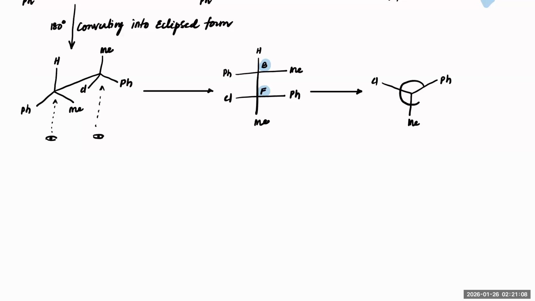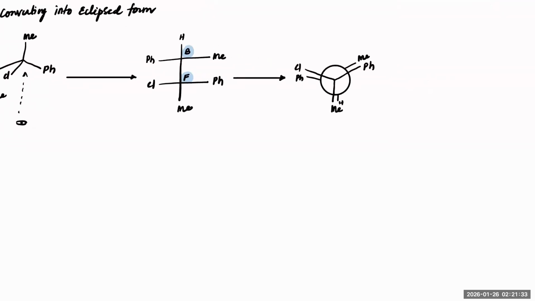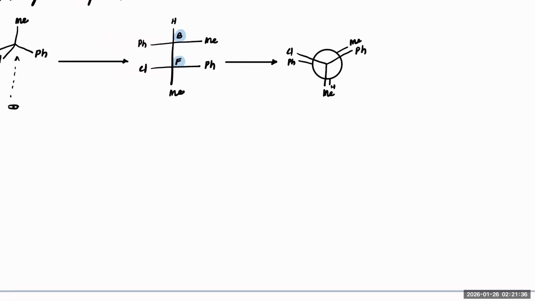And the back carbon is always written with a circle. And you see on the circle, we have the back carbon. The back carbon has hydrogen. Here we have methyl here, and then what do we have on the chlorine side? We have phenyl. Correct. This is the eclipsed form of the Fischer to Newman projection. Convert to Newman.